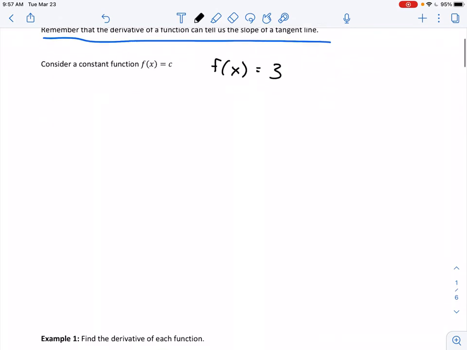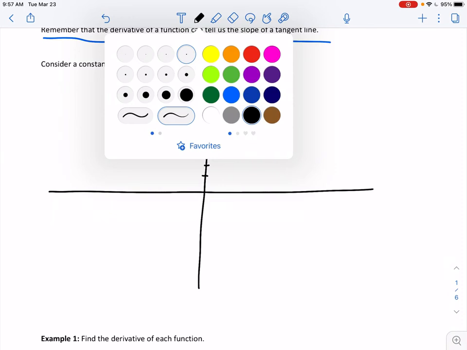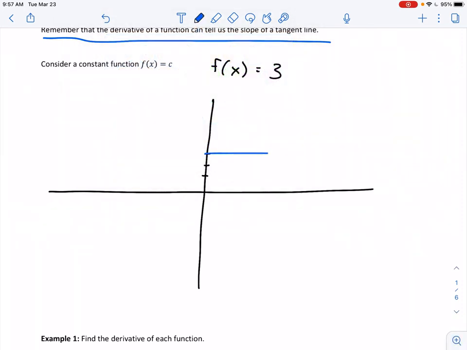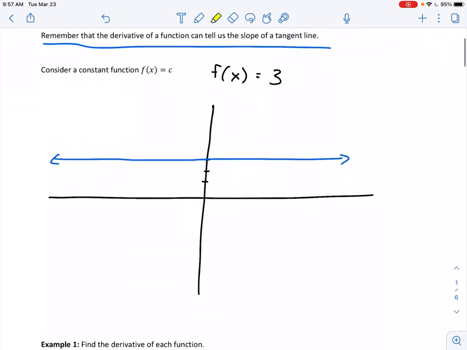Now, if I were to sketch that function, let's see, I've got 1, 2, 3. If I were to sketch the graph of this function, let me do that in blue right here, I would see a horizontal line that looks like this. Now, I want to utilize this fact right here, the fact that the derivative of a function can tell us the slope of the tangent line.